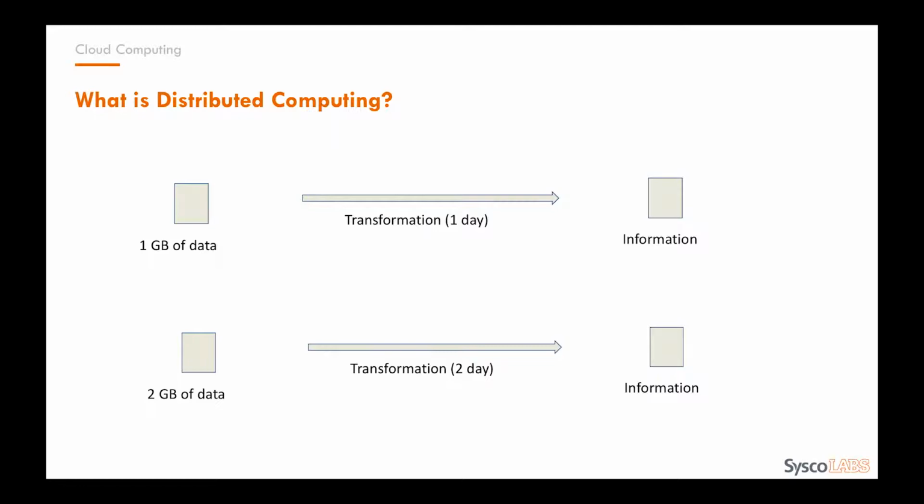Now the data sets are so big that we cannot rely on one machine or one box to transform all those data into information. So now we are using distributed computing, where we distribute this data set among several machines, and we do the computation in all of these machines to finally come up with one set of information.